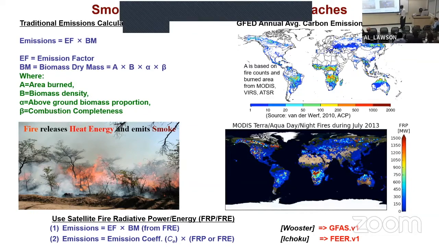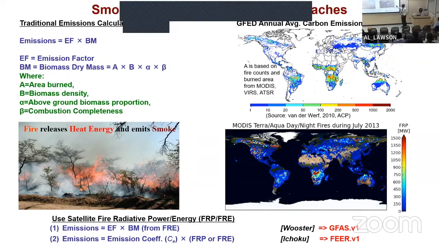So we determined that we can use this quantity we're able to characterize from satellites to derive emissions, rather than looking at the burn area after the fact. So in near real time, we can measure this. So how do we do it?